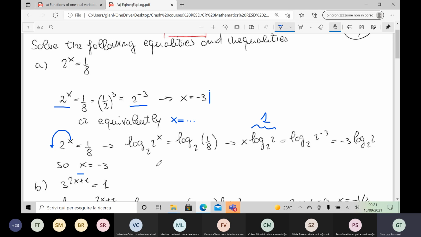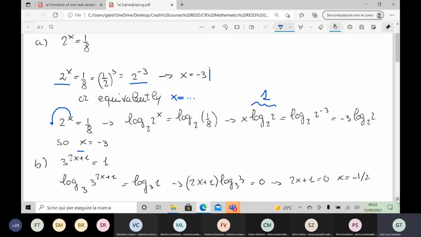So you see, we got the same result. However, while the first approach requires paying a little bit of attention and you cannot always apply it, here you can apply it if you are able to transform both the first and the second side into a power with the same basis. If you are able to do so, you can apply the first approach. Otherwise, the second approach is more general and you can always use it.